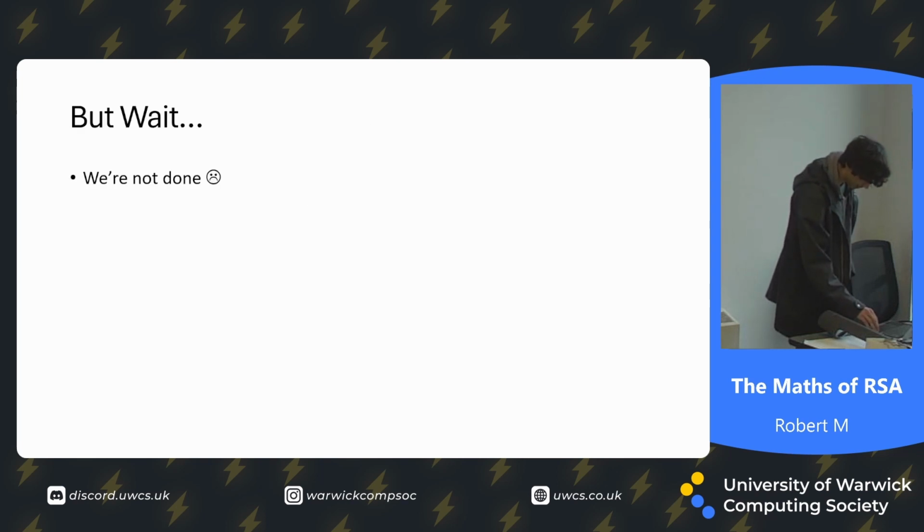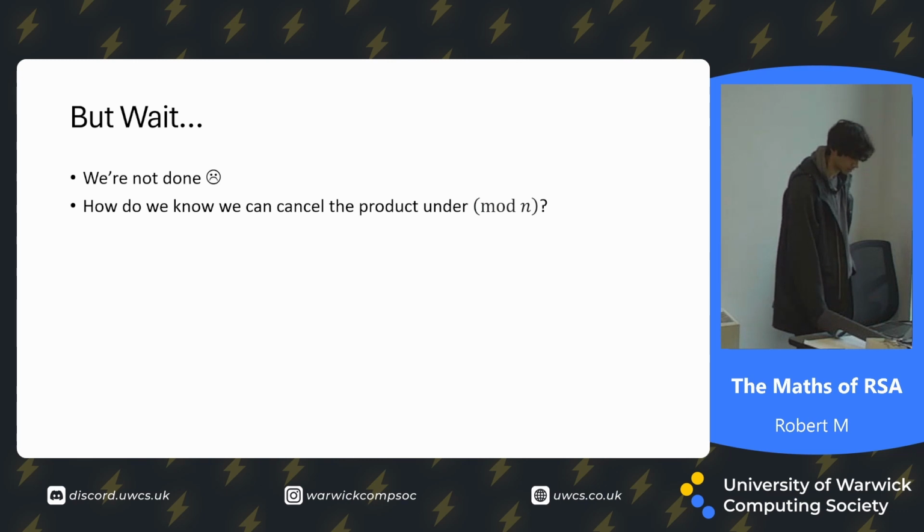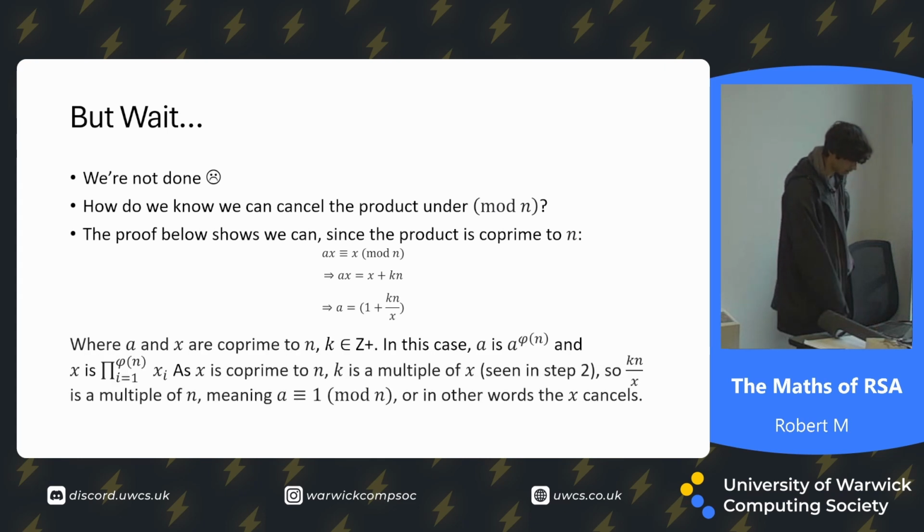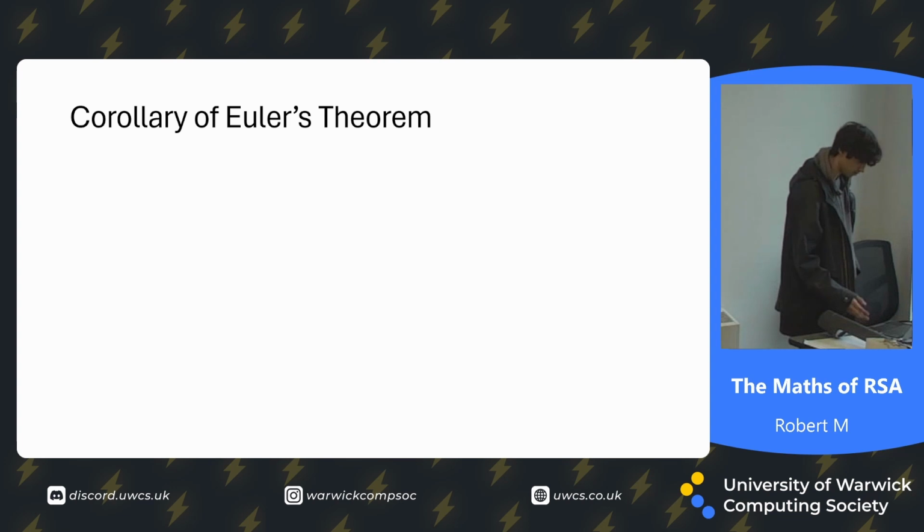Except not exactly, just a quick proof that we can actually cancel the product. We can because the product is co-prime to n. So in this case, you can think of A as A to the power of phi n and x as the product. Since x is co-prime to n, k must be a multiple of n, as seen in the second line. So kn over x is a multiple of n, because you can imagine cancelling the x and the k. So that means that A is congruent to 1 modulo n, or in other words, the x cancels in the first line, and you get Euler's theorem.